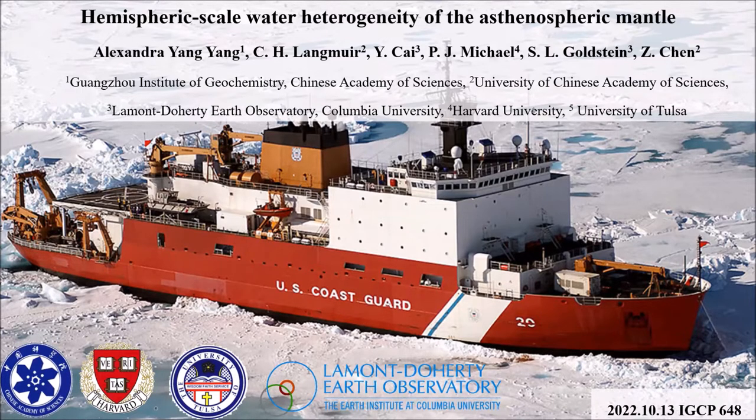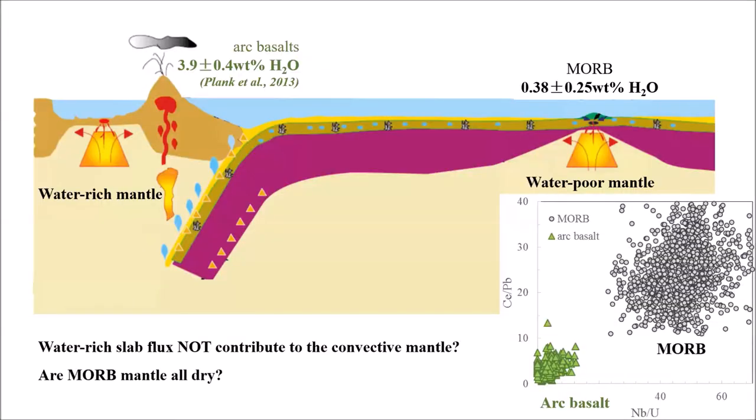All right, so to start with, I want to talk about the distribution of water in the asthenosphere. This study is based on a compilation study and also my work on the global MORB, mid-ocean ridge basalts, and also on the Arctic ridge. This work is a collaboration with Charlie Zhongxin from Harvard, Mary Steve from Lamont, and Peter from Tulsa.